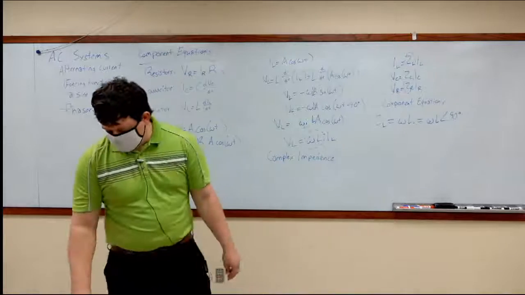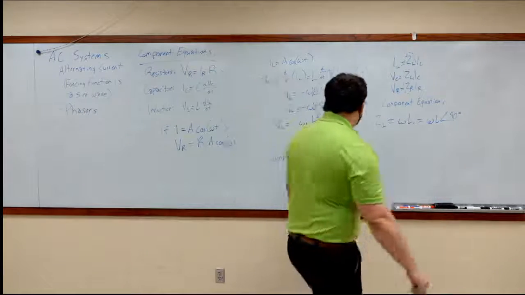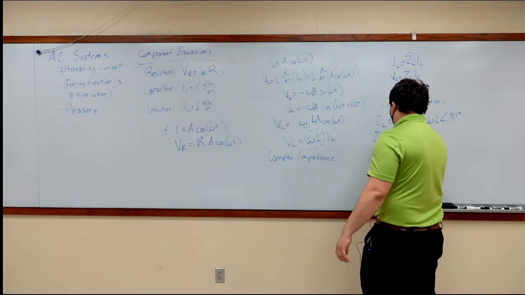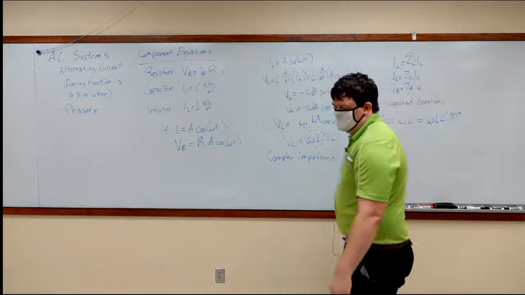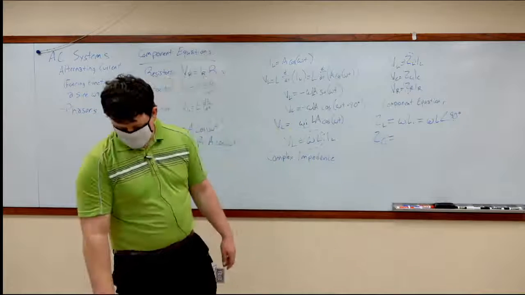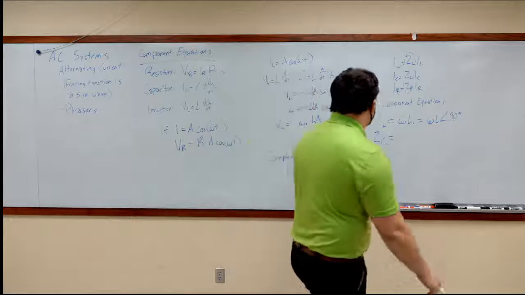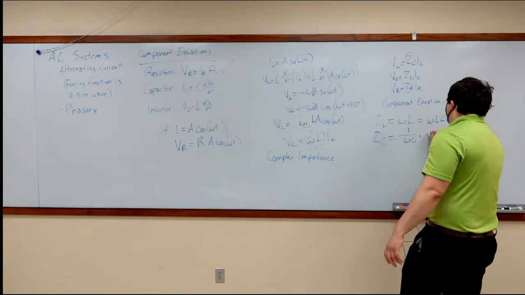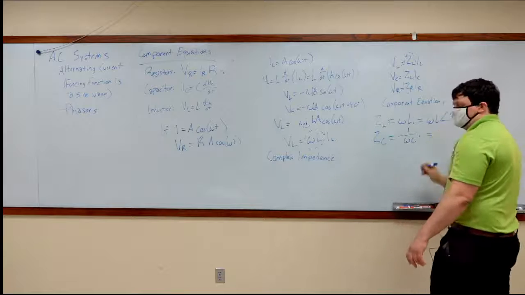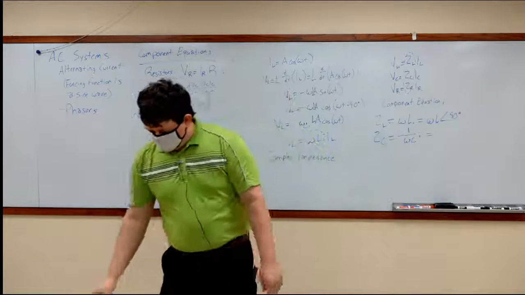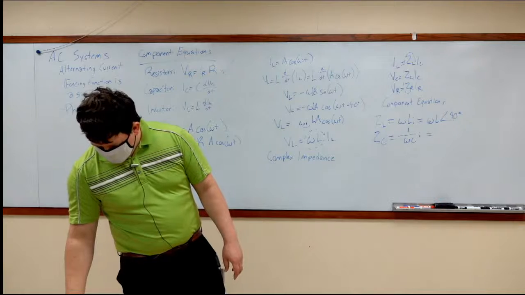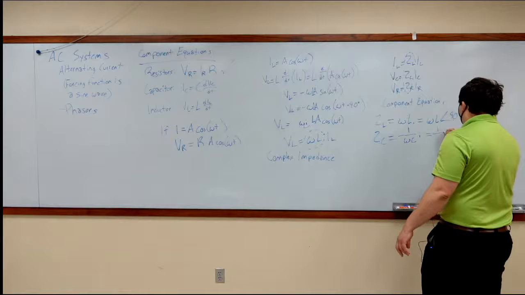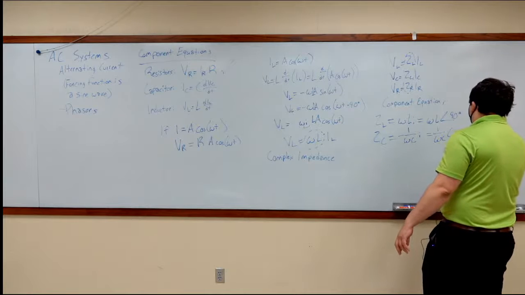On the other side, ZC is equal to negative 1 over omega c times I, which is equal to 1 over omega c at an angle of negative 90 degrees.